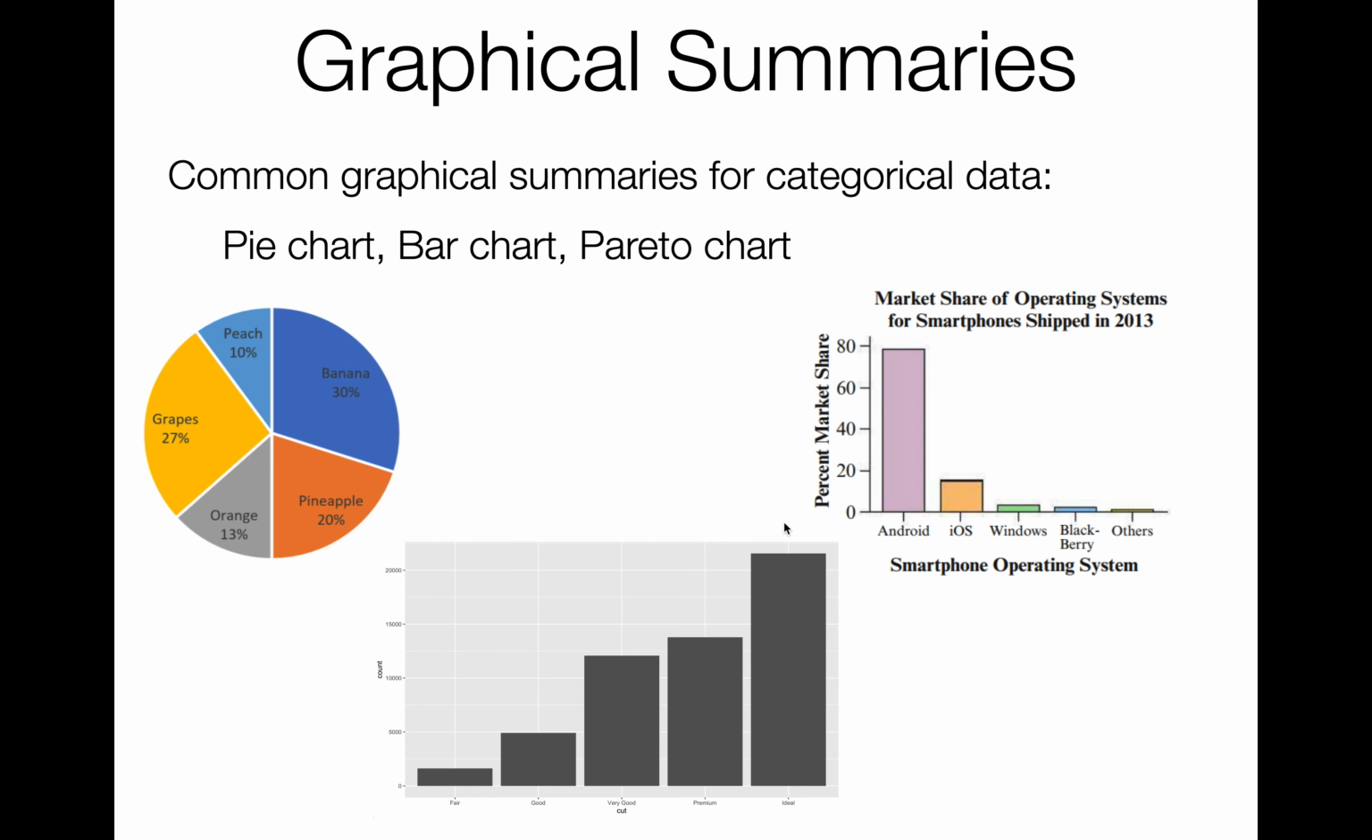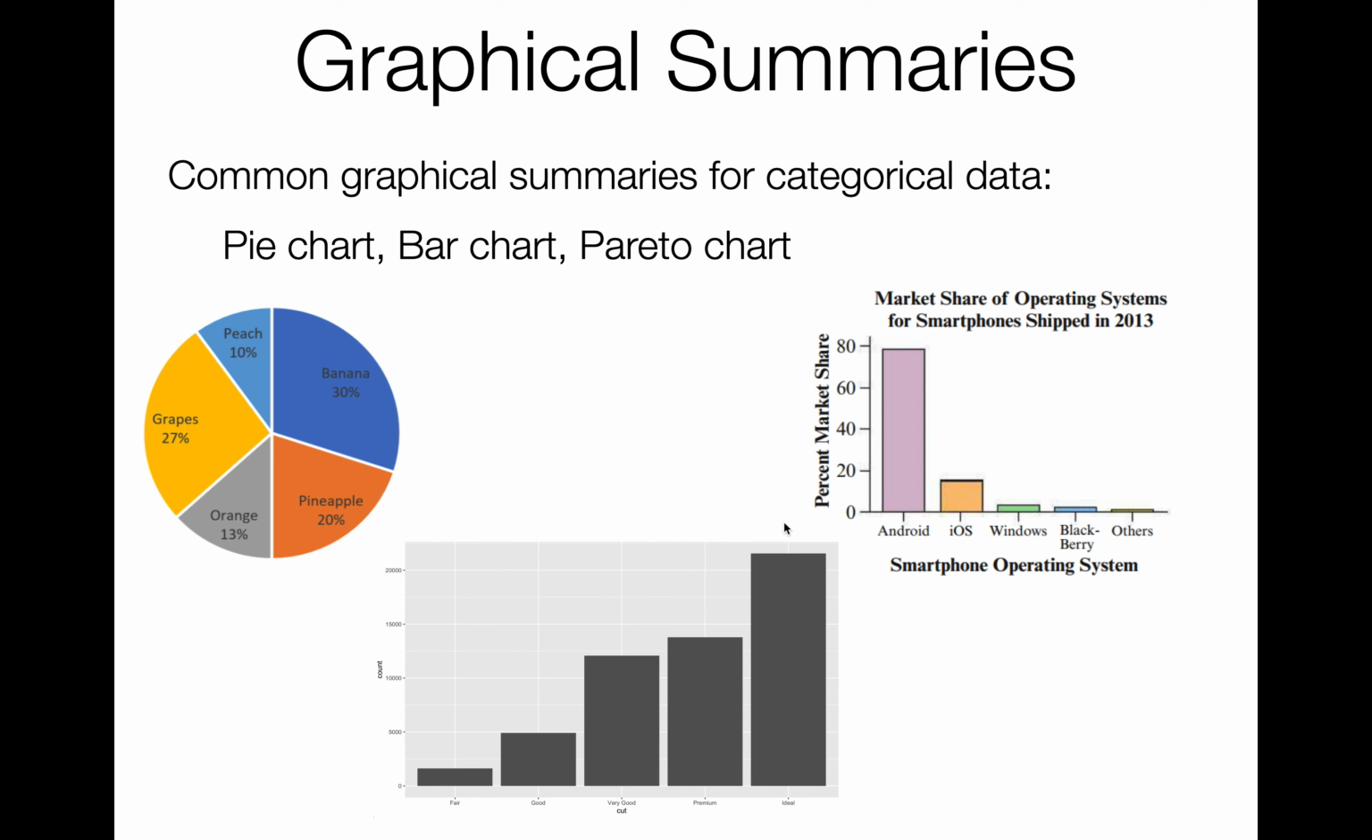So here, maybe 30% of people said they like bananas the most. That's their favorite fruit. 27% of people said grapes. 20% of people said pineapples, and so on and so forth. Pie charts are very popular. But in the statistical community, pie charts do not have a very good reputation, and there are some fairly good reasons why that's true.